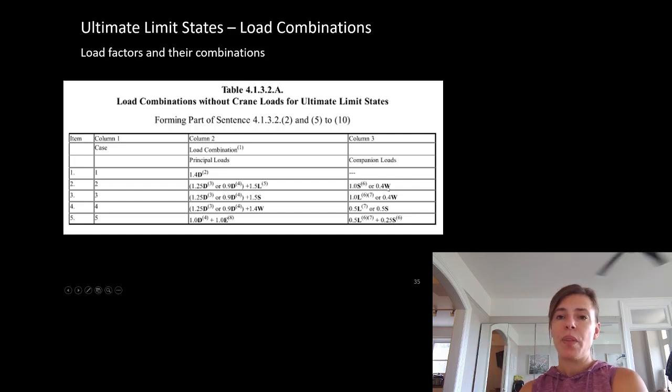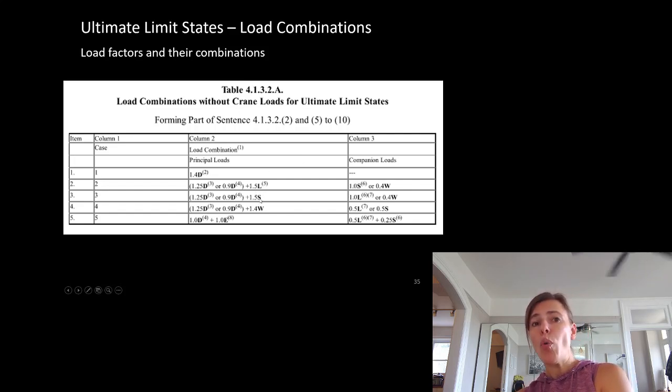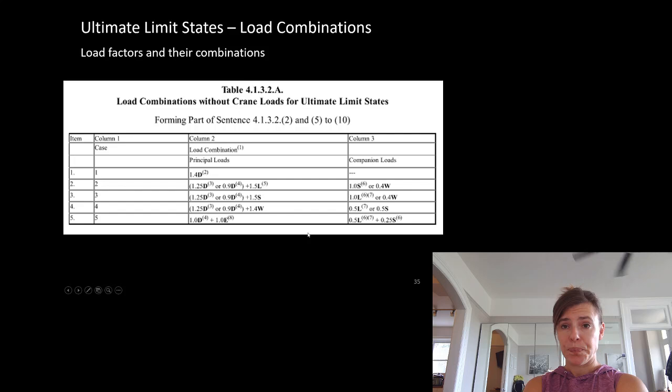load factors. So then we have to do the same thing where snow becomes the principal load and live and wind are the companion loads. So three more load cases that we have to worry about here. Then we do the same thing again where wind is the principal load and live or snow load are the companion loads. So three more load cases that we have to think about.